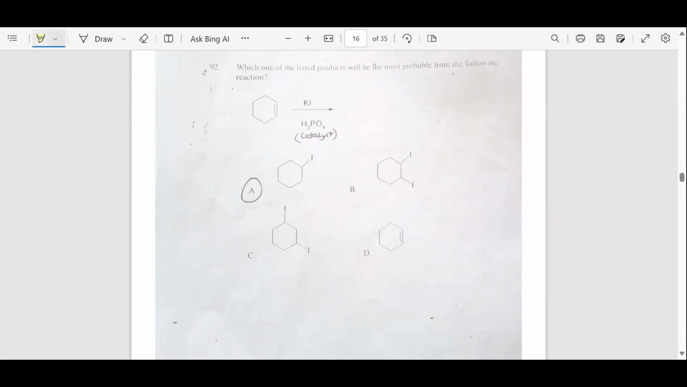So again, organic chem are the experts in organic chemistry. So you have that molecule in the presence of phosphoric acid that is acting as a catalyst, and potassium iodide. So what is the product that is going to form from that reaction?